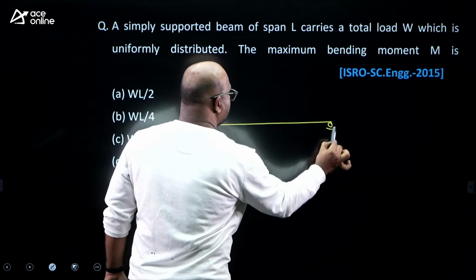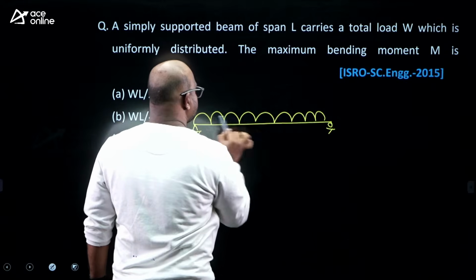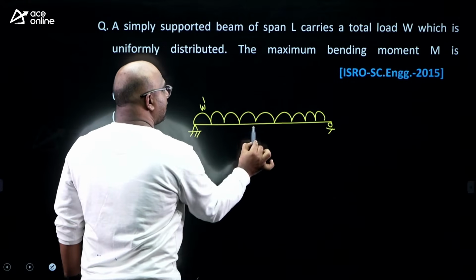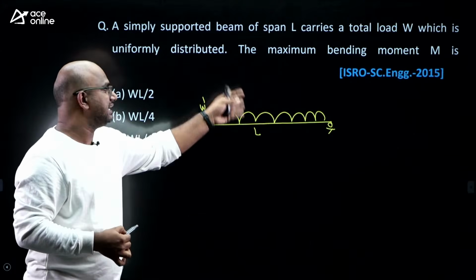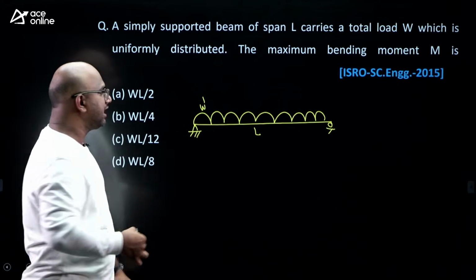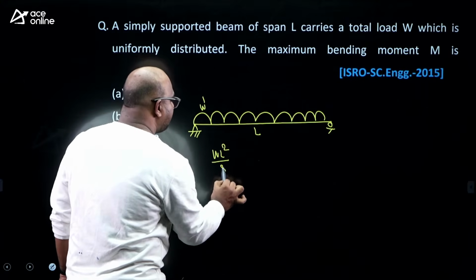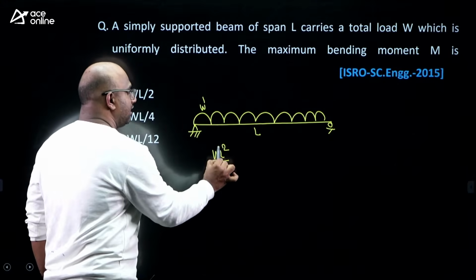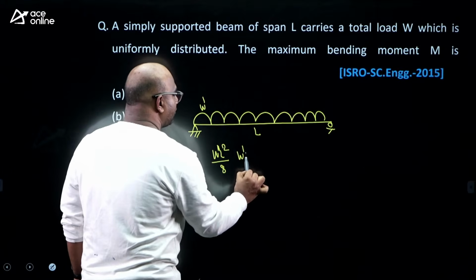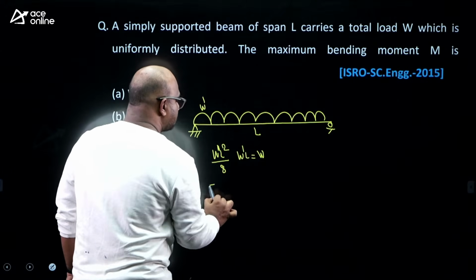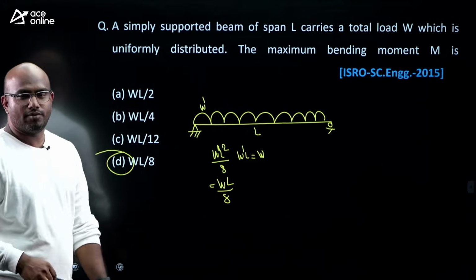What is going to happen, guys? Assume a UDL of W dash, with length L. Remember where the maximum bending moment is, at the center itself. How much is that value? W L square by 8. So W dash L square into L square by 8. But total load means W dash into L, so the maximum bending moment is WL by 8.